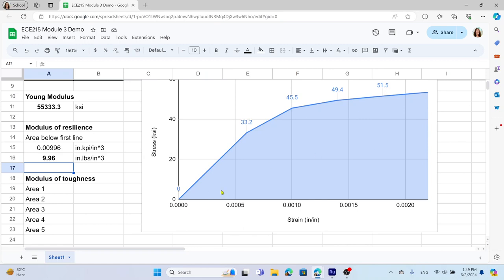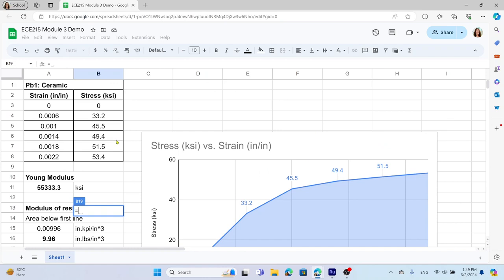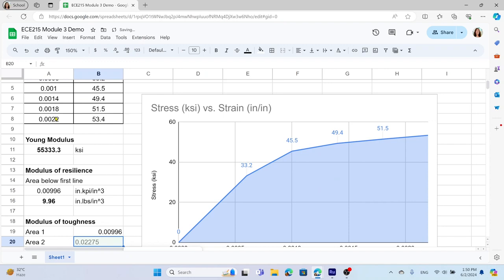So in our case, I propose to add the different areas, the triangle, the rectangle plus the triangle, the rectangle plus the triangle, etc. Because it's fast in Excel, since we can drag the different formulas. So the area 1 is this one, okay? That will be the triangle again. So 33.2 times the strain divided by 2. It is the first area.